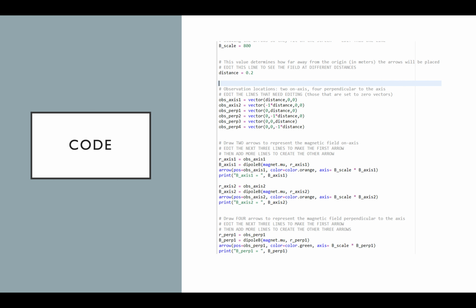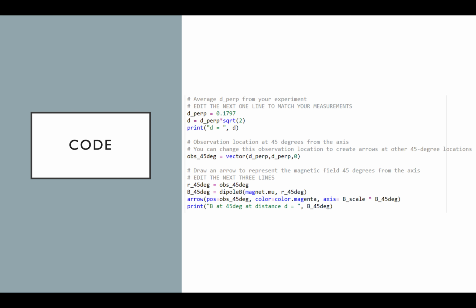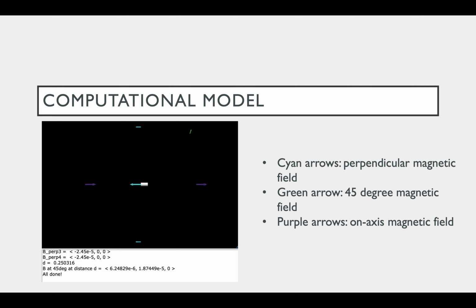The magnetic fields were 2 on the axis and 4 for perpendicular to the axis. And in this section of the code, I created the magnetic field for the 45-degree angle from the axis. Here's the model. The cyan arrows are the perpendicular magnetic fields, the green are the 45-degree magnetic field, and the purple is the on-axis magnetic field.